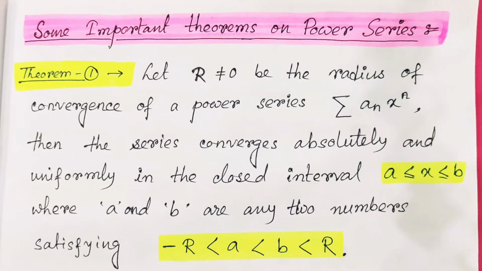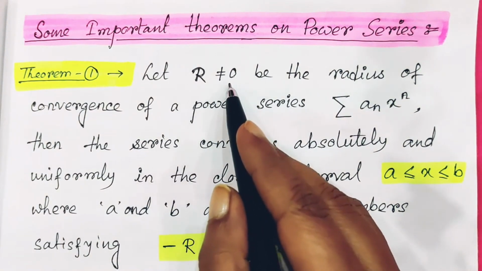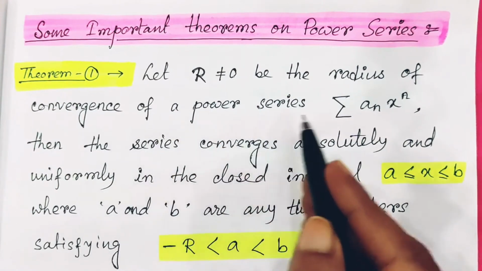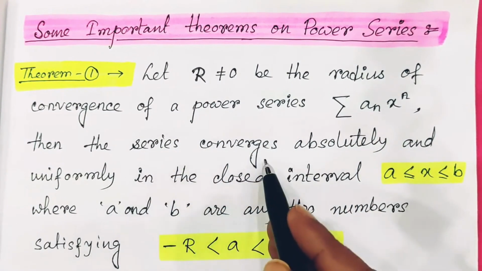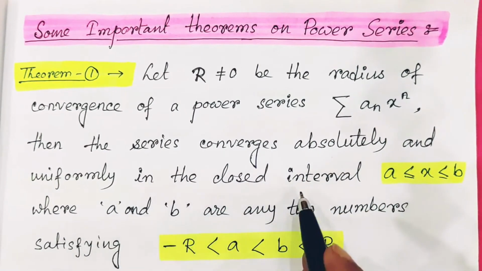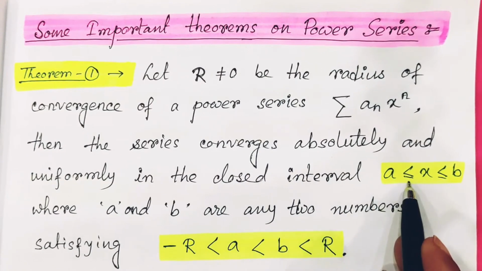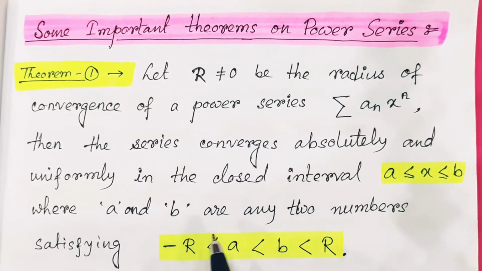So the first theorem is: let R, the radius of convergence, be not equal to 0 for a power series summation a_n x to the power n. Then the series converges absolutely and uniformly in the closed interval a less than or equal to x less than or equal to b, where a and b are any two numbers satisfying minus R less than a less than b less than R.